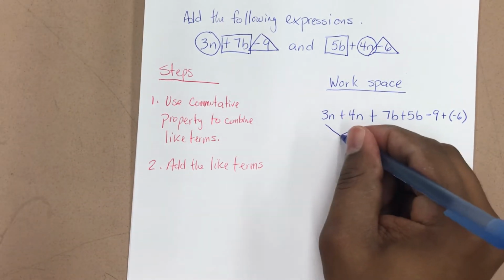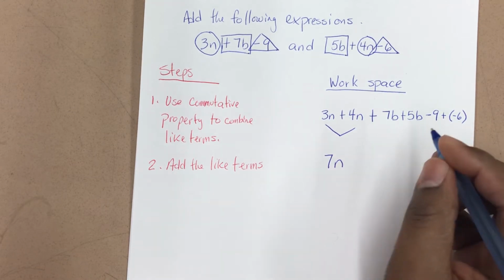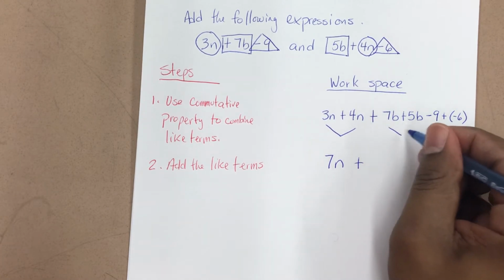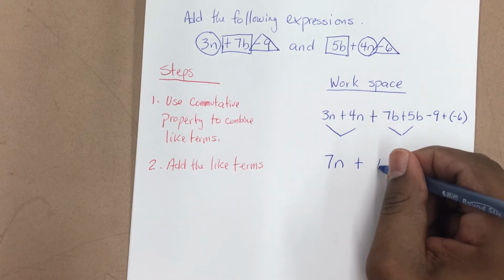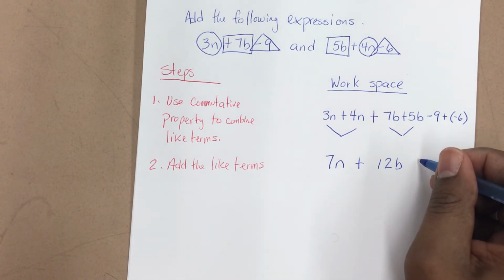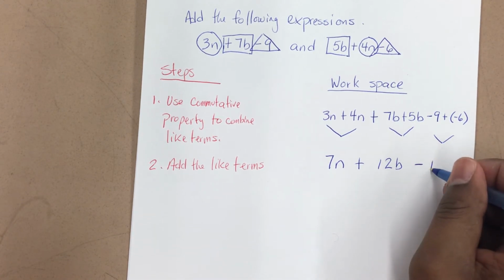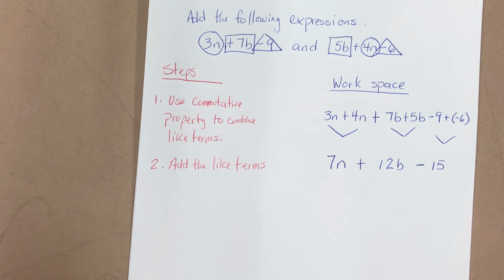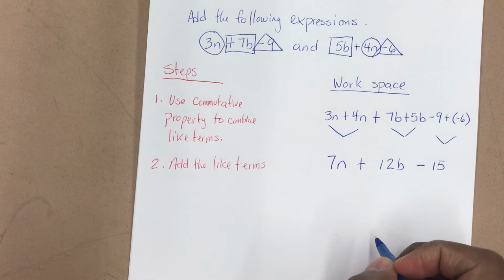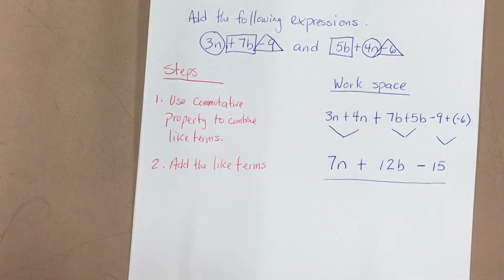So this and this go together. So 3n's and 4n's makes 7n's. So you're adding that to whatever this is going to give you, and 7b's and 5b's gives you 12b's. And then -9 plus -6 ends up being -15. And that is how I would add these two expressions, and this is how it would be simplified. So this is your final answer right here, okay?